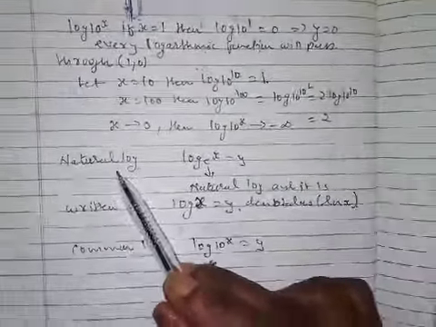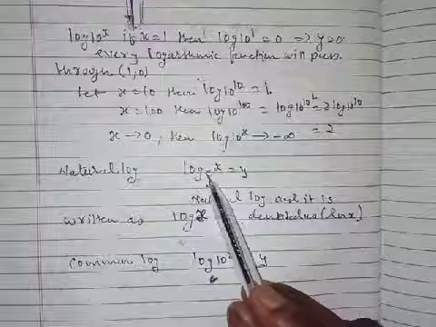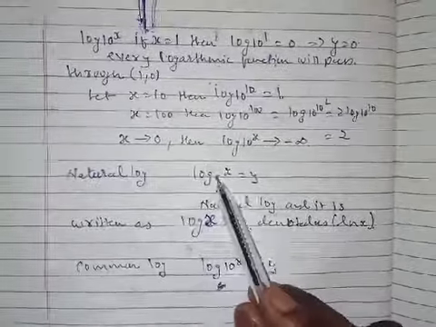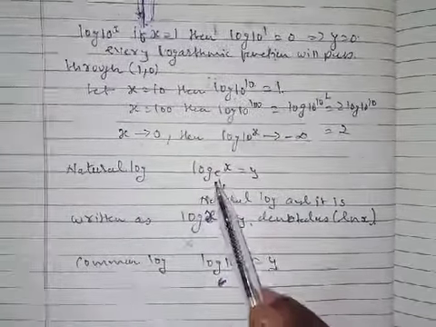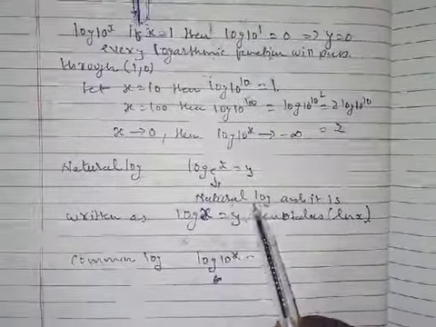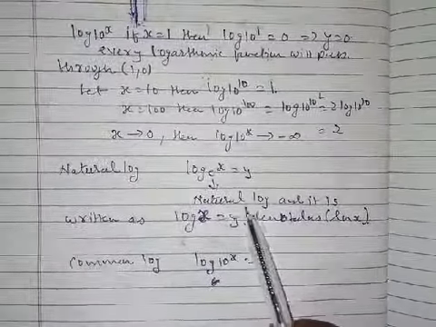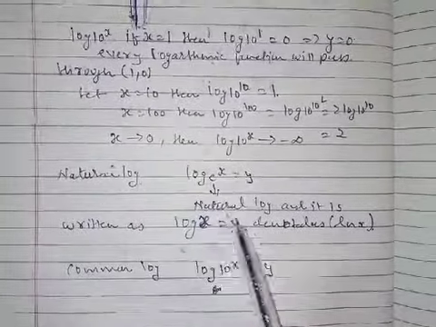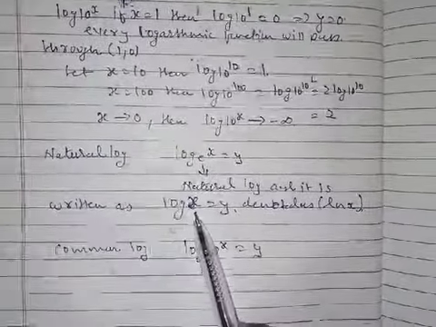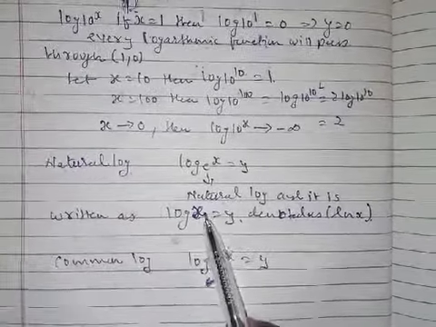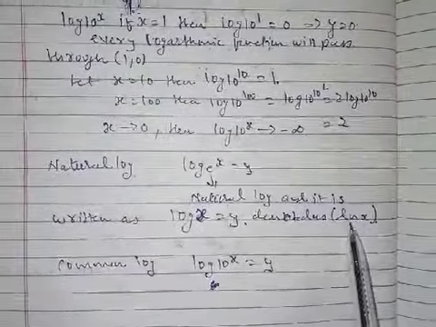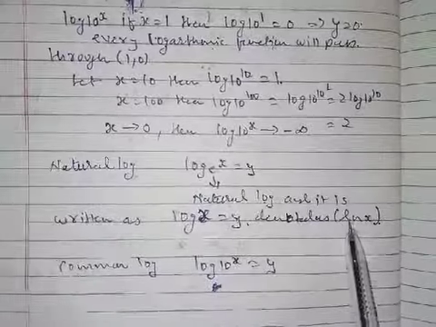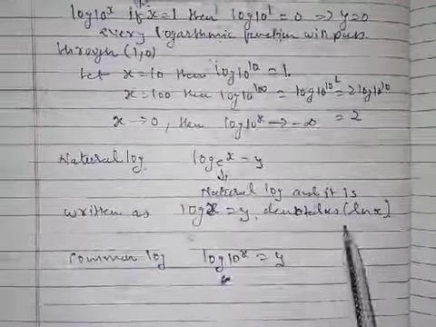Now there are two types of log. Natural log is represented by log e raised to x, which is equal to y. So when e is there, it is always represented as natural log. In the NCERT book, it is never written as log e, but it is normally written as log. When log is written, it is understood that the base is e. Log e raised to x is equal to y, and it is denoted as ln x. In physics too, natural log is written as ln x.